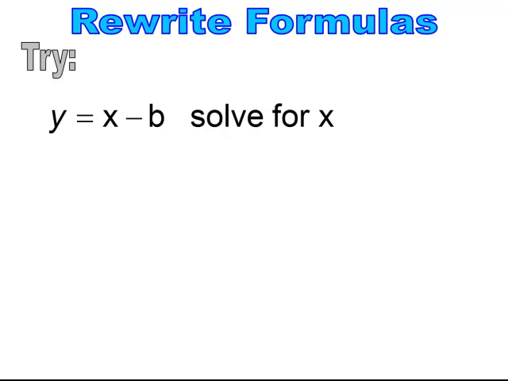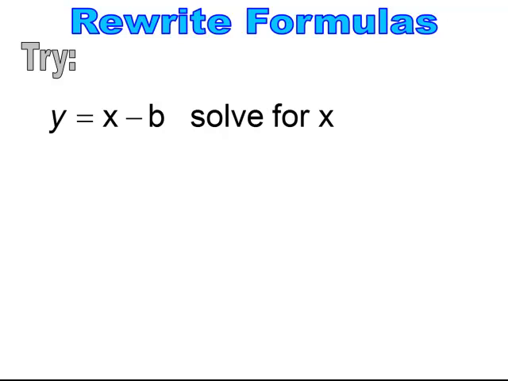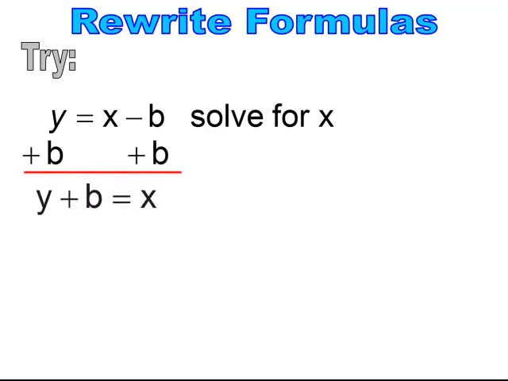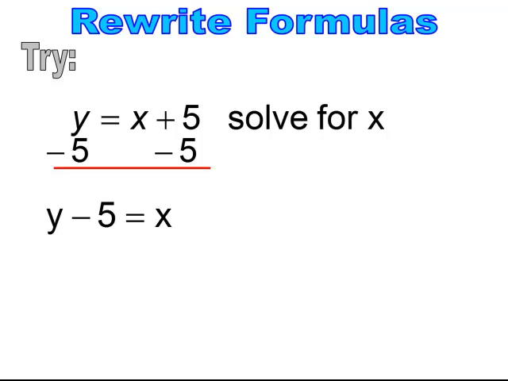Pause and try. So in this case, I'm adding b to both sides. My new formula for x would equal y plus b. Pause and try. So I'm solving for x here. I need to add b to both sides. I get y plus b equals x. Pause and try. I'm subtracting 5 from both sides. I end up getting x equals y minus 5.